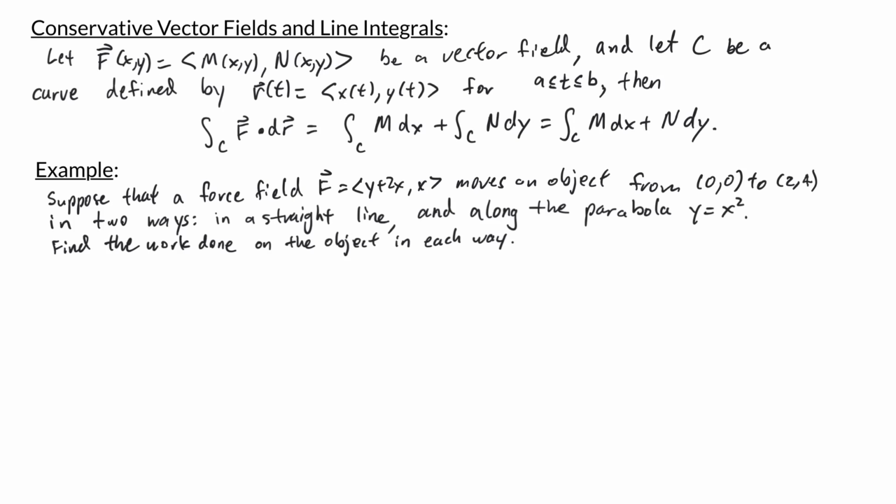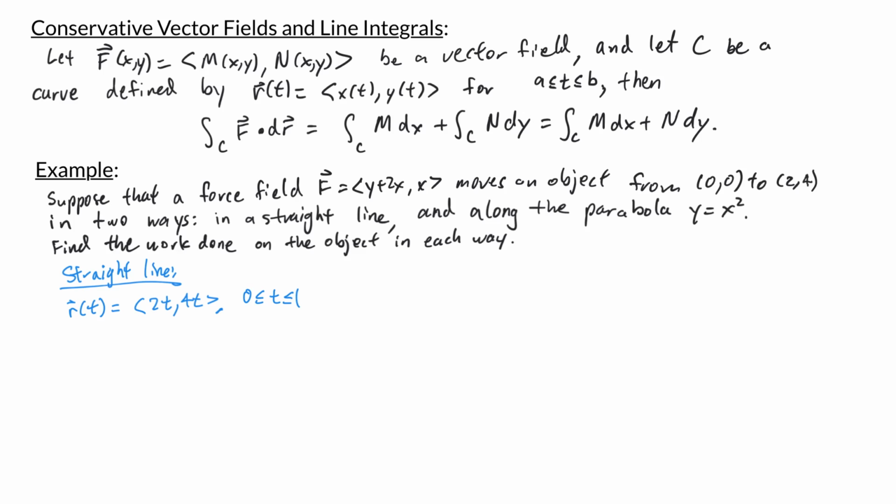Suppose that a force field F given by y plus 2x, x moves an object from 0, 0 to 2, 4 in two different ways. In the first way, it moves it in a straight line, and the other along the parabola y equals x squared. Find the work done on the object in each way. Let's start with the first way where the object is moved along the straight line. So here, let's come up with a parameterization for this line. We know that the line goes through the point 0, 0, and it goes in the direction 2, 4. So the parameterization for this line would be r of t equals 2t, 4t, for t on the interval 0 to 1.